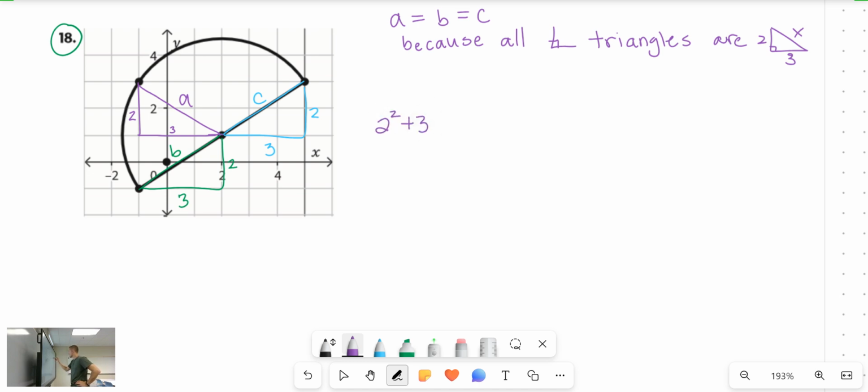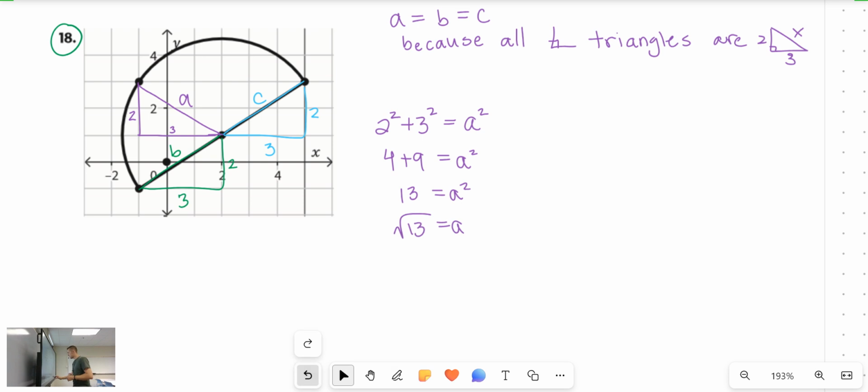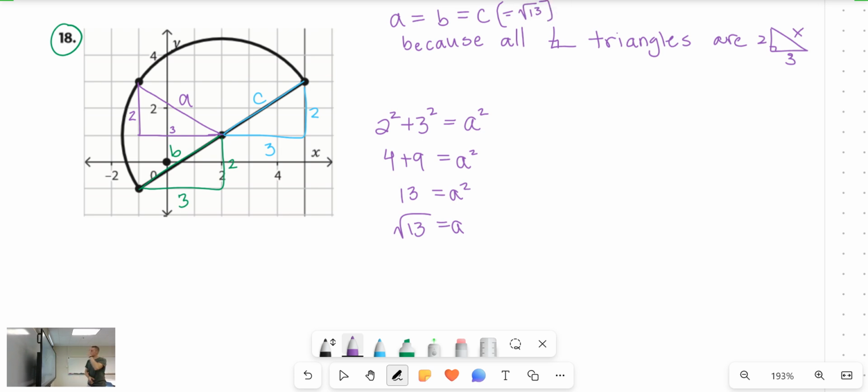2 squared plus 3 squared equals a squared. 4 plus 9 equals a squared. 13 equals a squared, which means that the square root of 13 equals a. I don't want to circle that because that's not the final answer. That's important. Right, and they're all the square root of 13. Okay, it's good that we have that up there.